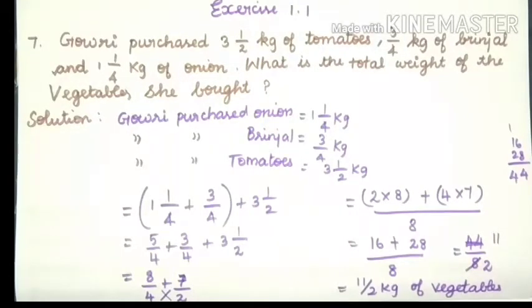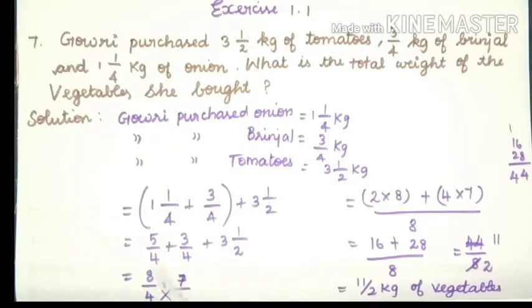Students, is it clear now? See, Gauri purchased onion is equal to 1 by 4 kg. Gauri purchased brinjal is equal to 3 by 4 kg. And Gauri purchased tomatoes equal to 3 1 by 2 kg. Why here am I adding these two numbers first? Because here the denominators are the same. So we have to add these two numbers first. For that you have to change this mixed fraction into an improper fraction. That is 4 ones are 4, 4 plus 1 is 5, 5 by 4 plus 3 by 4 plus 3 1 by 2.